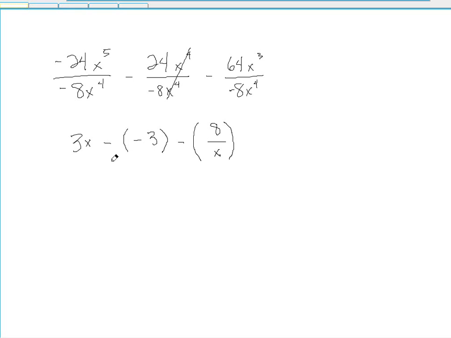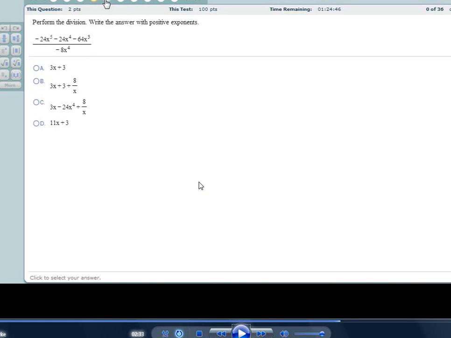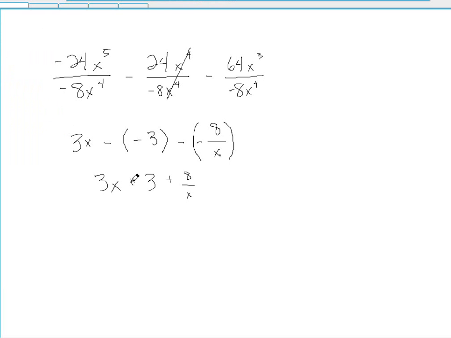Don't forget about these negatives, though. A negative in front of a negative changes to a positive. And I forgot the negative right here. See, 64 divided by negative 8 is a negative 8 over x. Here, a negative in front of a negative gives you a positive 8 over x. If you go to the other side, notice choice B. All right, 3x plus 3 plus 8 over x is the right answer for this one right there.